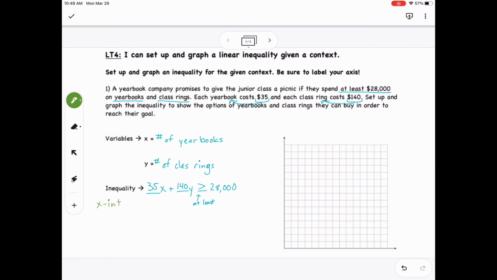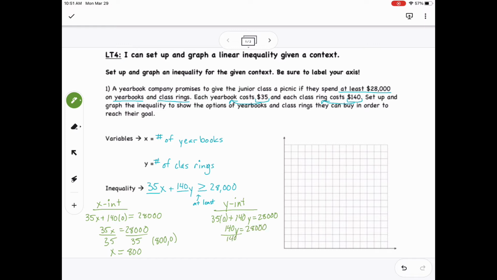So then from there, because it's in standard form, I'll need to use the X and Y intercepts to help me graph. So I'll plug in 0 for my Y to find the X intercept. In doing so, that gets me 800. And so then our x-intercept will be 800, 0. Then I'll figure out what my y-intercept is by plugging in 0 for x. And that'll give me a value of 200 for y. So then my ordered pair would be 0, 200.